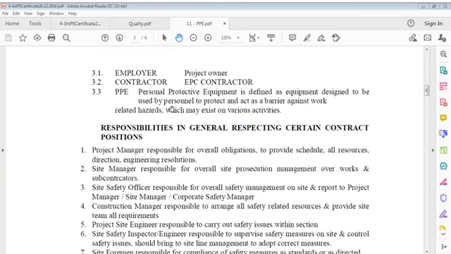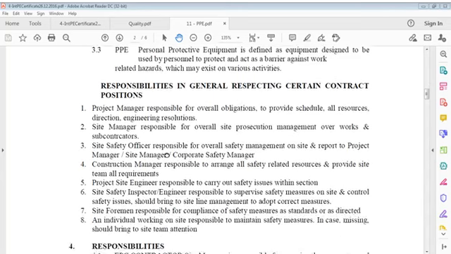Here is something specific about PPE. Personal protective equipment is defined as equipment designed to be used by personnel or an individual to protect and act as a barrier against work-related hazards which may exist in various activities. Now it's not only work-related hazards but also living-related hazards, meaning COVID-19.